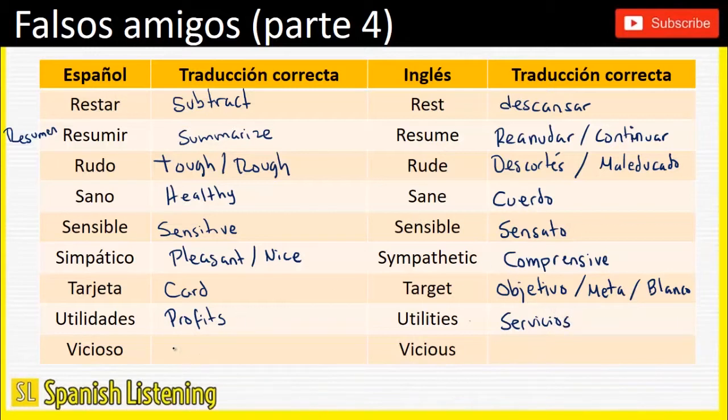And finally, we have vicioso, which is not the same as vicious. A person who is vicioso or viciosa, that means that they have addictions, especially to alcohol, drugs, things like that. So vicioso is similar to addict. And on the other hand, we have the word vicious. In Spanish, this would be more like malvado.